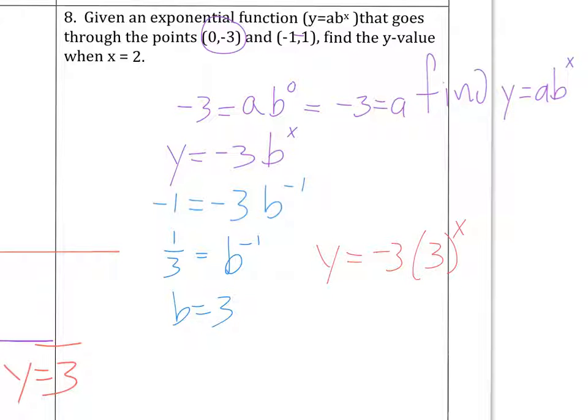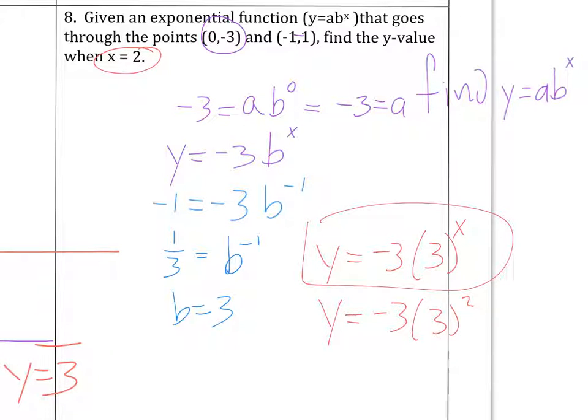All right, I've got to finally plug in my last point. Y is equal to -3, 3 squared, and that's going to come out to -27. For this particular one, you probably could have figured that out by using some other methods, and that would be okay. I'd really like you to get used to getting that equation first, though.